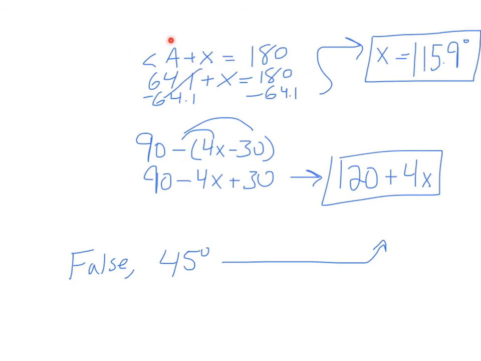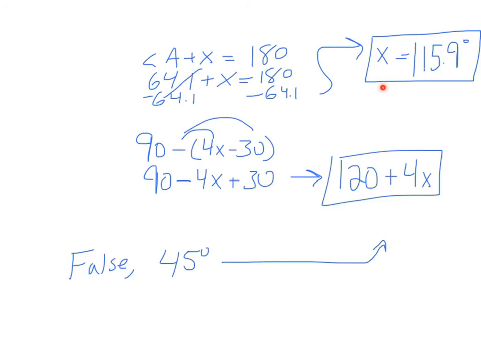So I replace angle A with what I know it is, 64.1. 64.1 plus x should equal 180. So to solve for x, I subtract 64.1. And don't be shy to use a calculator here, guys. It's totally fine. We all have calculators. If you need to use one, use one. And we get x equals 115.9 degrees.